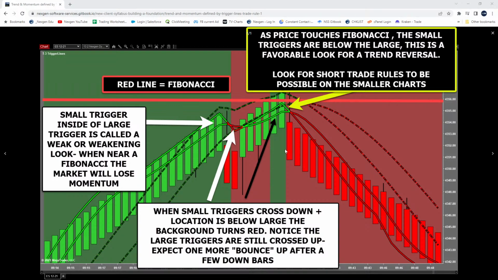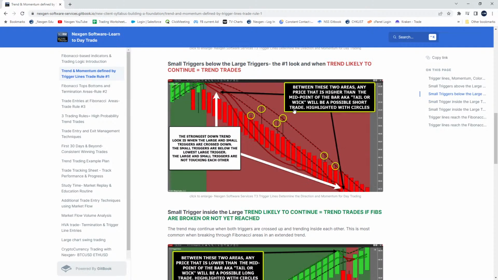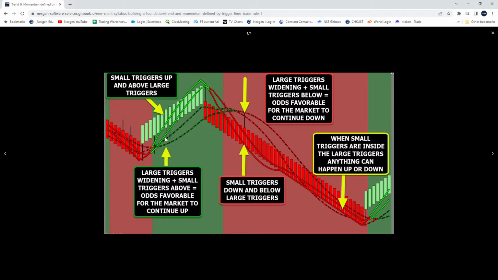This is out of the user guide, the first section where we talk about trigger loans. And again, look, I think you guys are going to be very comfortable with strong trigger loans up or down. I don't think that's where anybody has any issues.